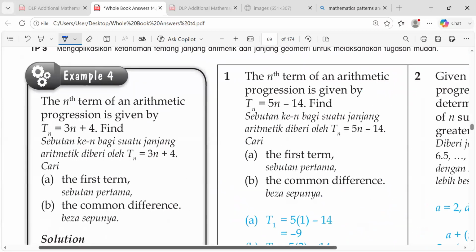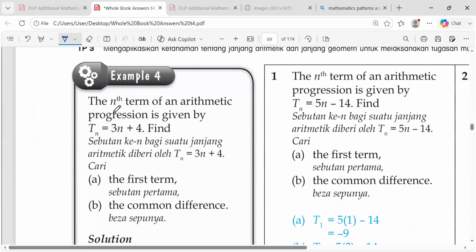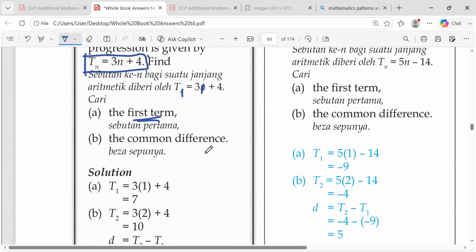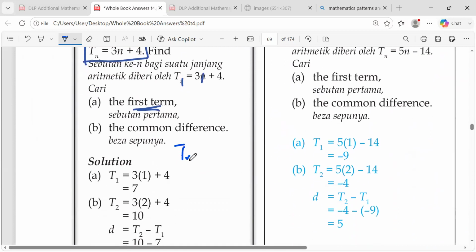Okay. First, you need to find out the first term. It is given in this one, so we do not need to use this formula. When the question gives Tn, we use that. The first term is the 1, so we just substitute 1 inside Tn. And then I got 7 for the first term. Okay, that's the common difference.